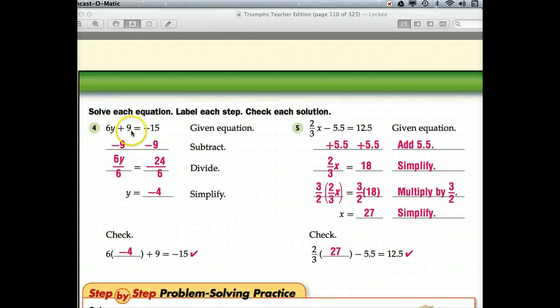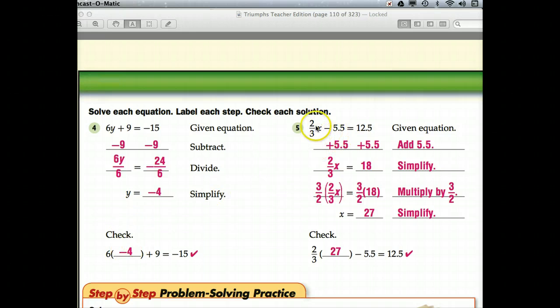So we have 9 being added to this variable, so we're going to subtract 9 from both sides. Then we have to divide both sides by 6 because we're left with 6y is equal to a negative 24. So y is equal to negative 4, and it does check.